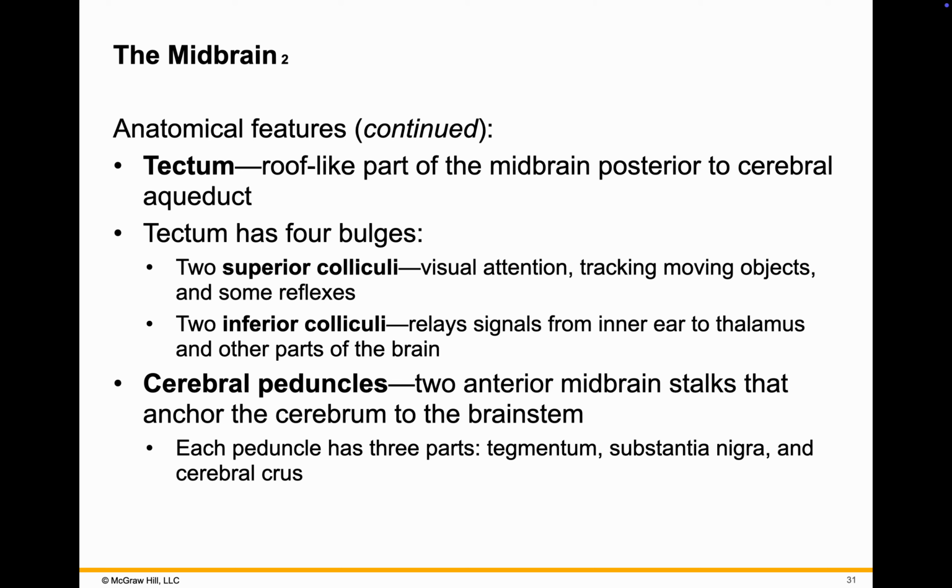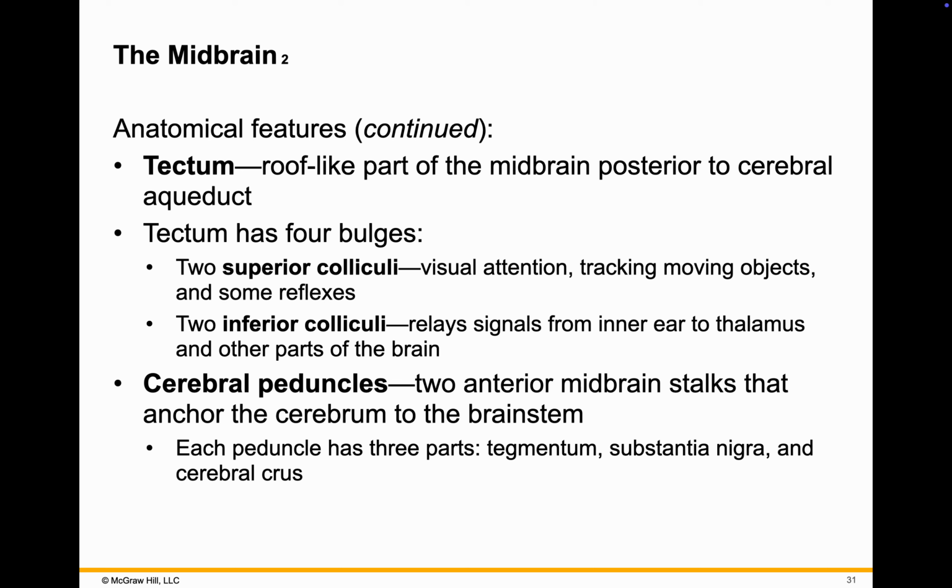We have the tectum, which is the roof-like part of the midbrain posterior to the cerebral aqueduct. It has 4 bulges: the 2 superior colliculi, which are involved in visual attention, tracking moving objects, and some reflexes, and the 2 inferior colliculi, which relay signals from the inner ear to the thalamus and other parts of the brain. The cerebral peduncles are the 2 anterior midbrain stalks that anchor the cerebrum to the brainstem.